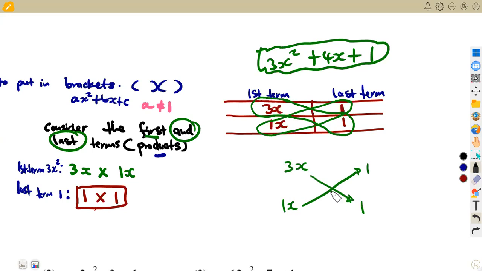So what you do is that you test your values to say, if I multiply these two, okay? If I combine these two like this, 3x and 1, what do I get? I get 3x. If I combine 1x and 1, what do I get? I get 1x. So if I add these, am I going to obtain this number here, which is 4x? 3x plus 1x gives us what? 4x. So these are the actual numbers that we need.